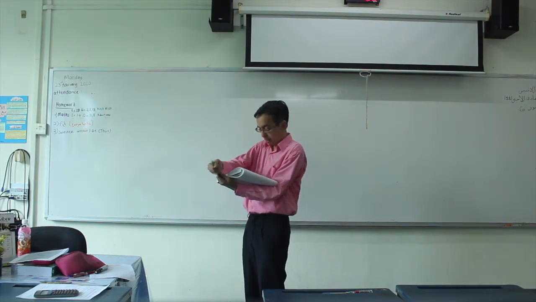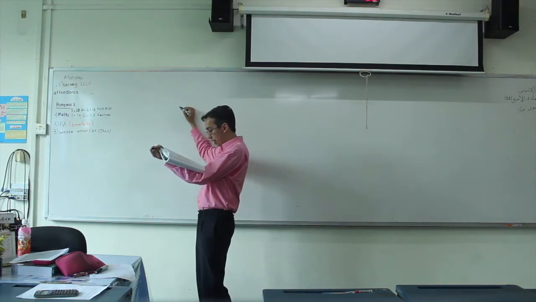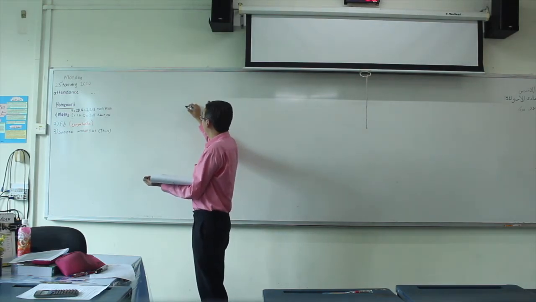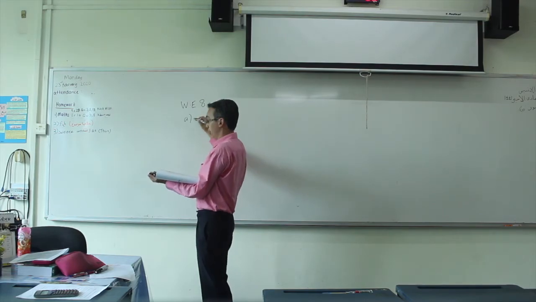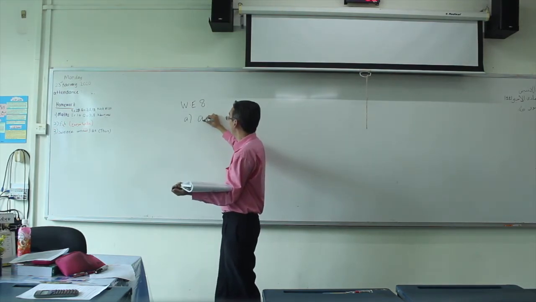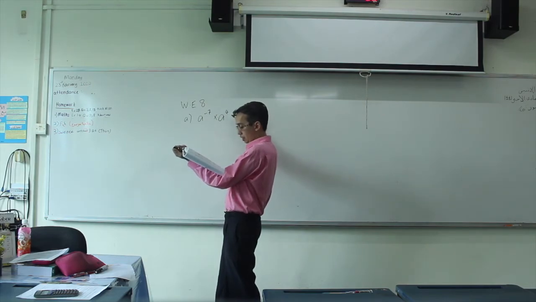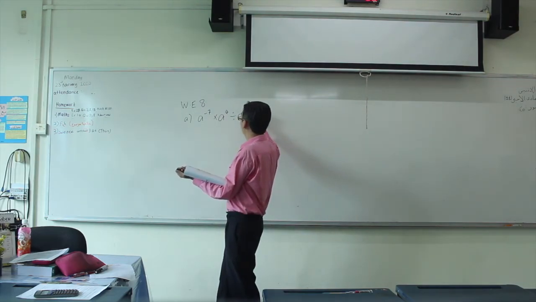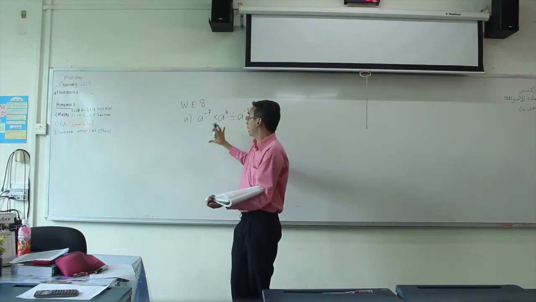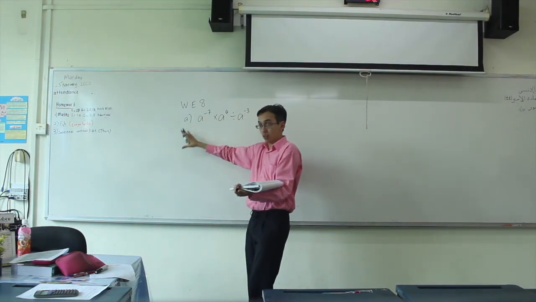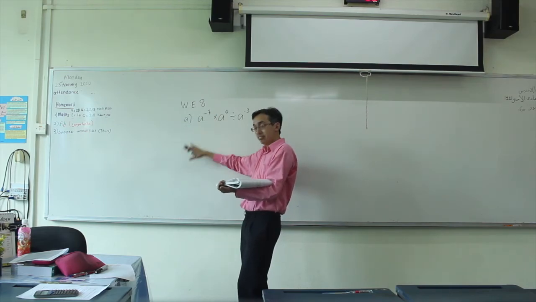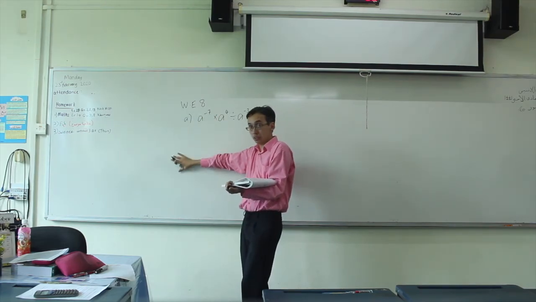Let's look at 8A. This is on page 74. Work example 8. They give us a to the power of -7 times a to the power of 4 divided by a to the power of -3. It's a mix and match of whatever laws you have learned, law 1 to law 5, negative indices as well as your zero indices.